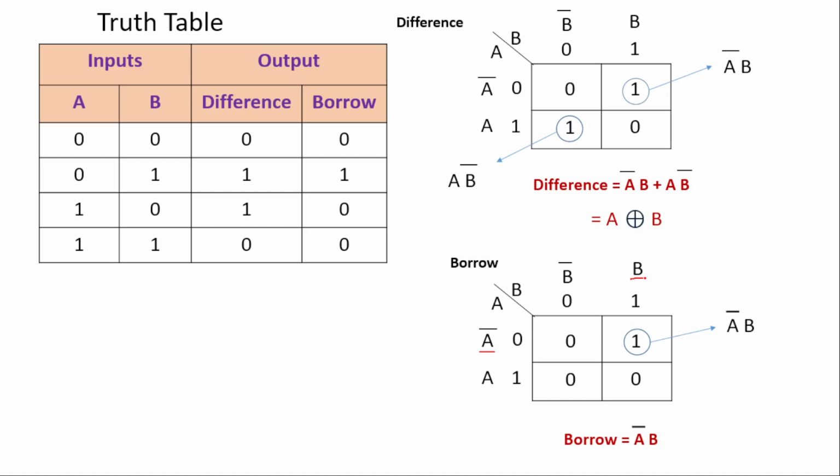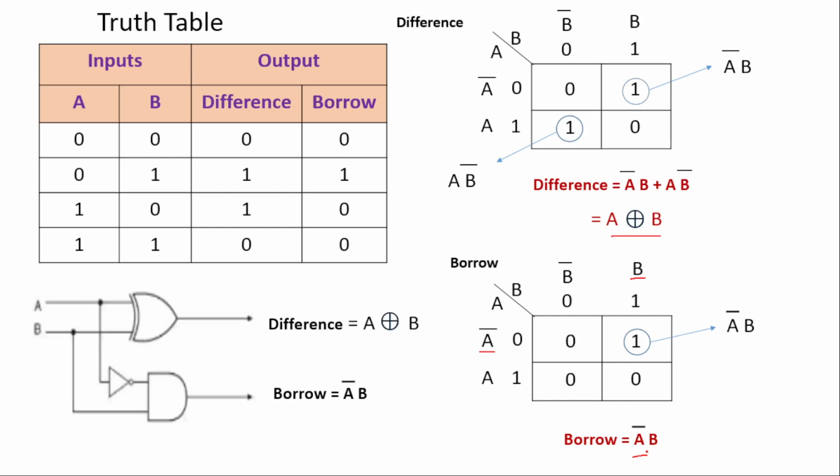To implement this half subtractor circuit, what do I have to do? I will require one XOR gate, one NOT gate to convert A into A bar, and A bar B will be realized by using one AND gate. And this shows the diagram of half subtractor.